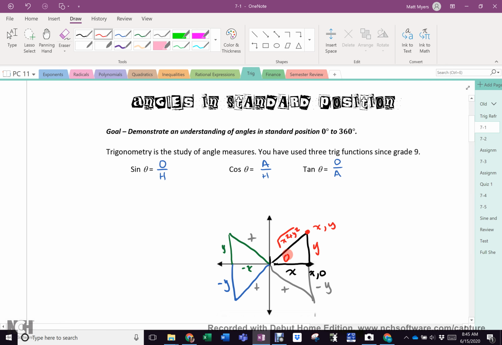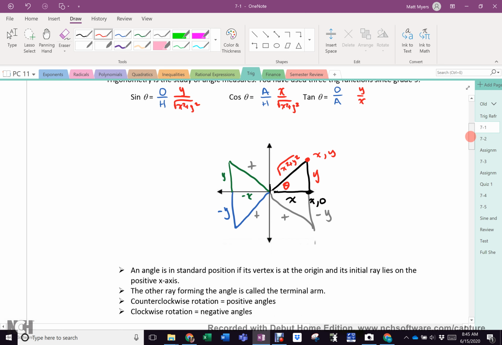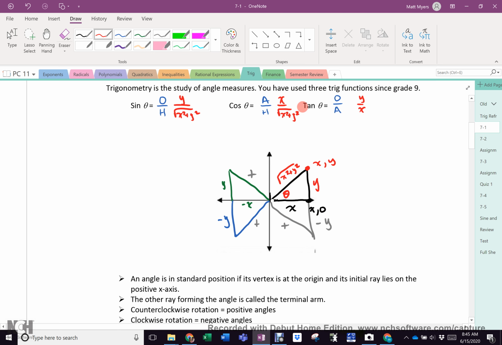If I have red theta, then tangent of theta is y, opposite over adjacent. So y over x. Cosine of red theta is x over the hypotenuse, which we know is the square root of x squared plus y squared. And sine is going to be y over the square root of x squared plus y squared. So that allows us to do all this kind of trig work, but only using x comma y.